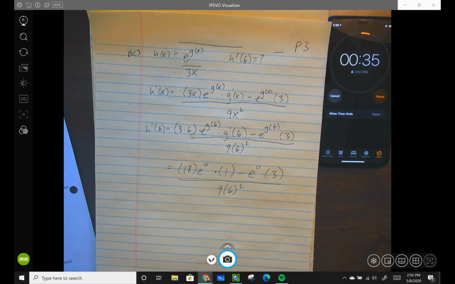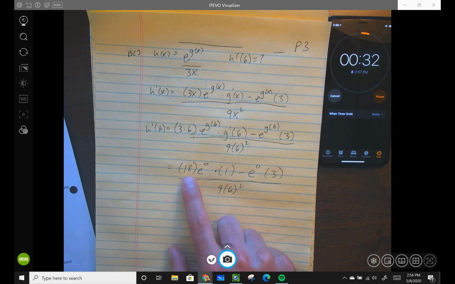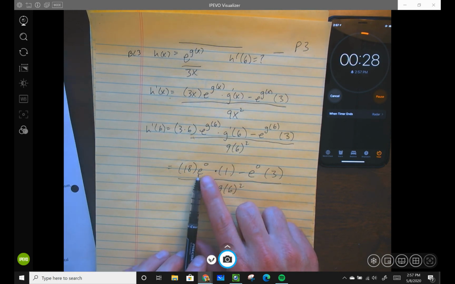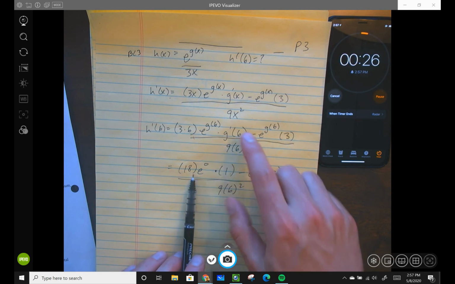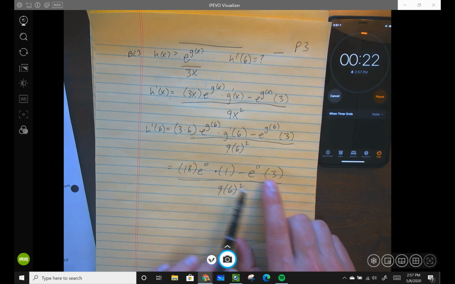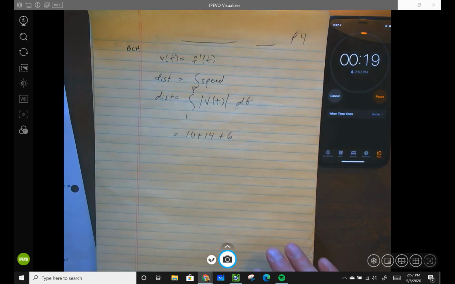And then I'm plugging in 6. So it's 3 times 6 is 18. E to the g of 6 is e to the 0, which is 1. You can leave it as e to the 0. G prime of 6 is 1, and you're multiplying. Good. Subtract e to the 0 times 3. Okay. BC3, good. BC4.